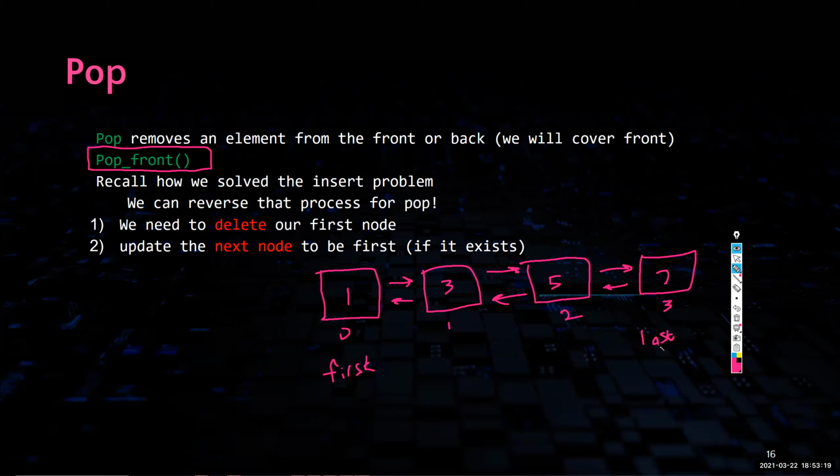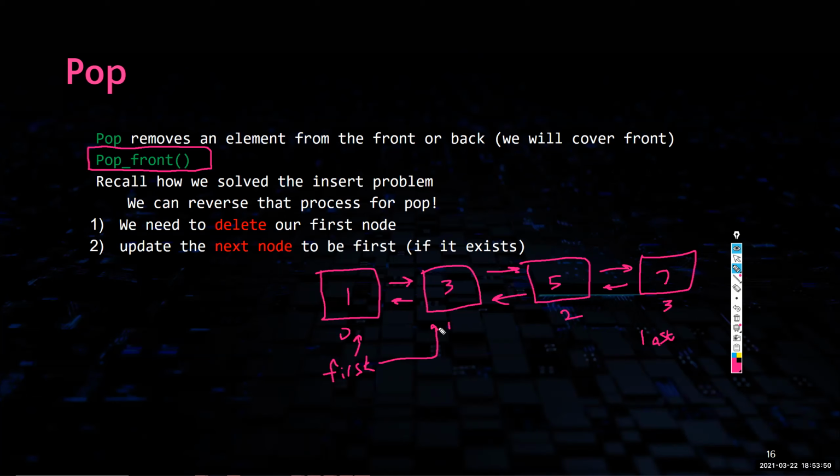So if I said I want to get rid of our first node right here, remember that in the struct definition of our list class, we have first defined, and first is going to point to this node right here. Our objective in this function is to remove this node, and then say the first is now going to be 3. So it's sort of the reversal of what we did before.